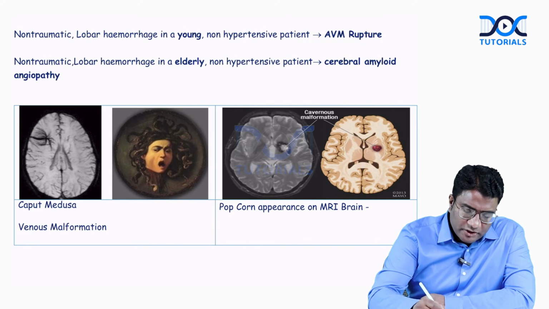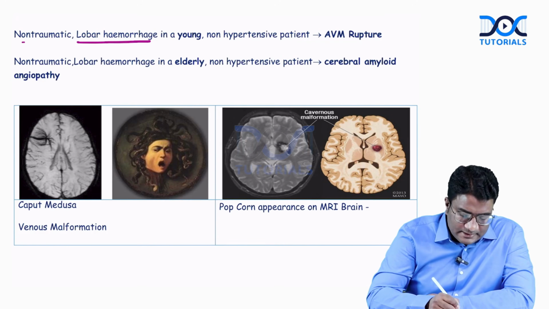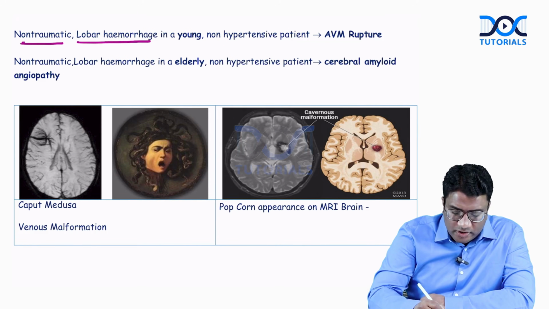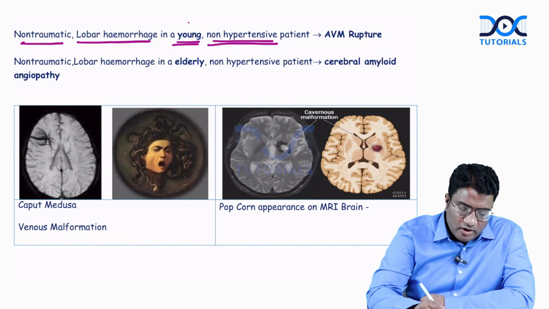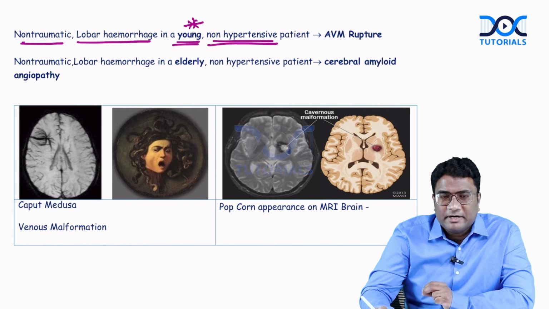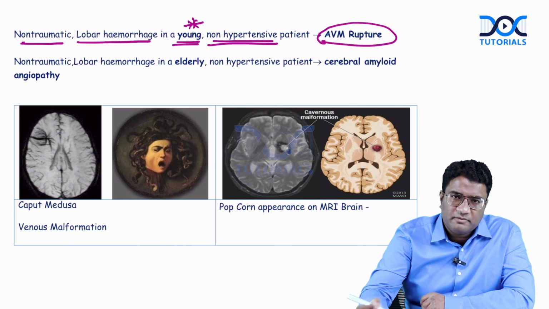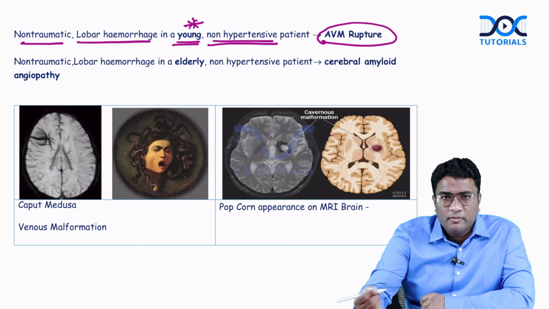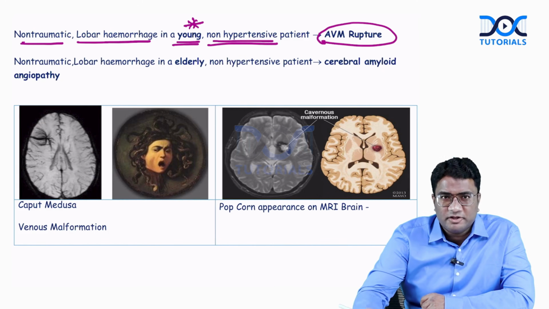If you have a patient who has a lobar hemorrhage and is a non-traumatic, young, non-hypertensive patient, strongly suspect rupture of an AV malformation. These are congenital malformations. It generally occurs in a young patient having a frontal lobe hemorrhage or temporal lobe hemorrhage who is non-hypertensive; suspect AV malformation rupture.